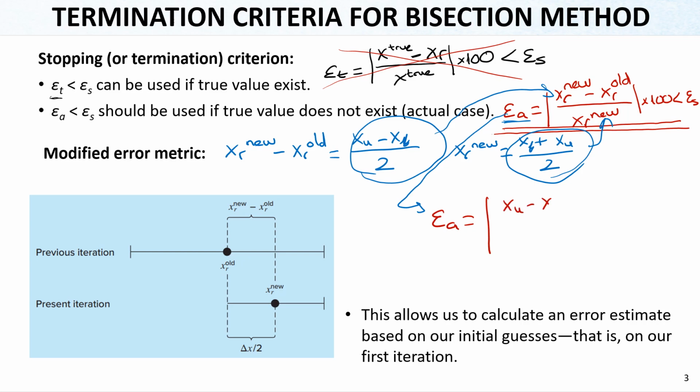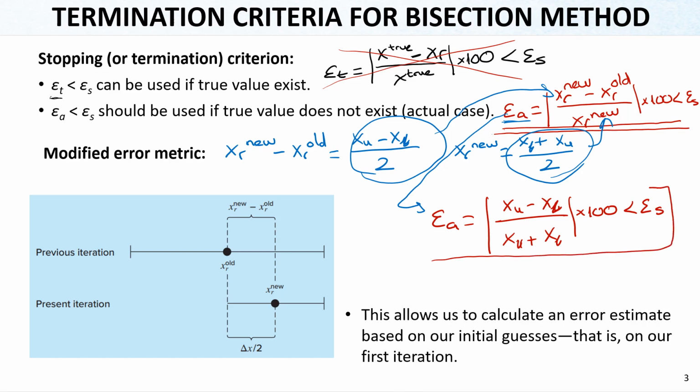So this new result is the new error metric, epsilon A, which is simply XU minus XL divided by XU plus XL, times 100. And now we can have a stopping criterion, which is that this is smaller than the predefined threshold.